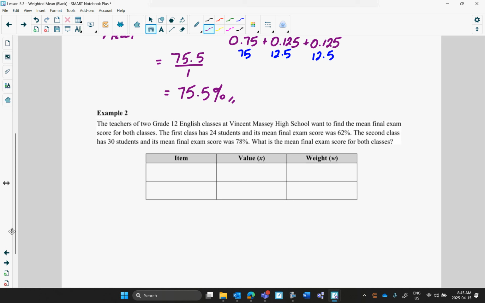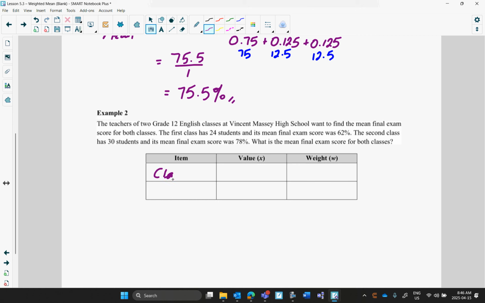So here's a similar example. You've got 2 grade 12 English classes, and we want to find the mean final exam score. Remember, mean is average. First class has 24 students, and its mean final exam score was 62. Second class had 30 students, and its mean final exam score was 78. What was the mean final exam score for both classes combined?